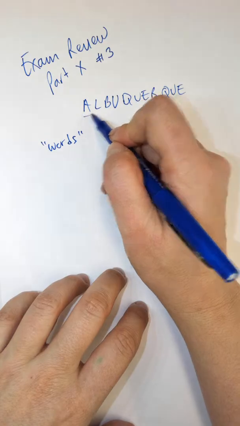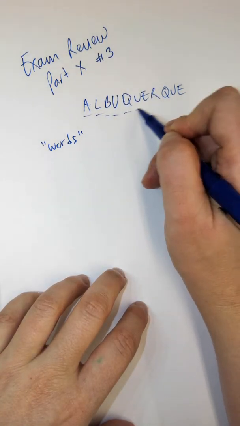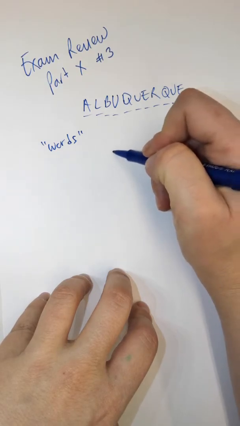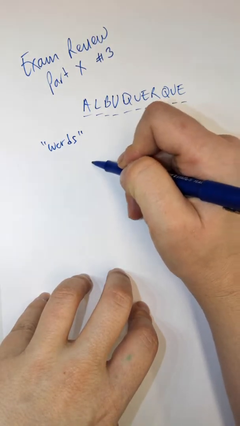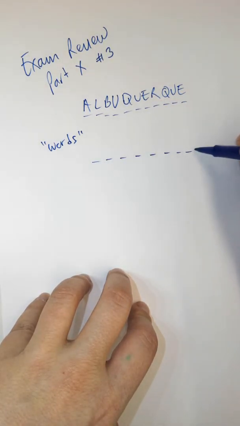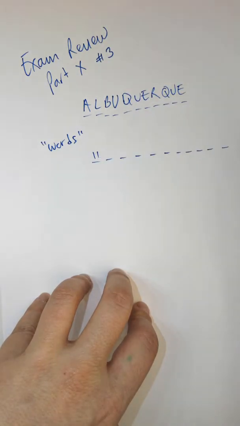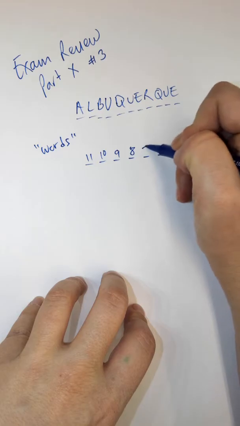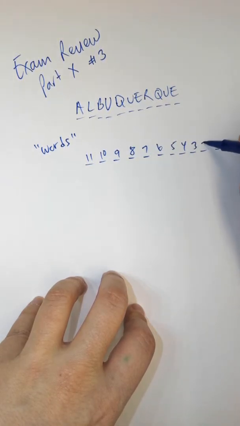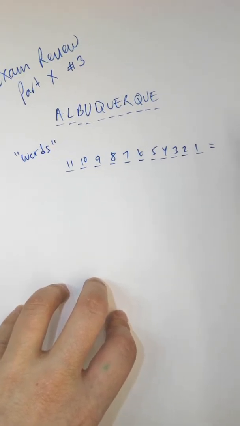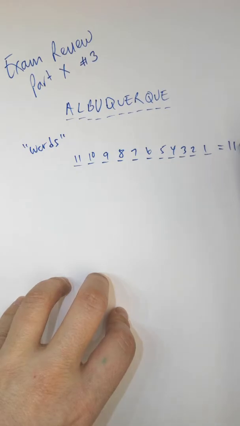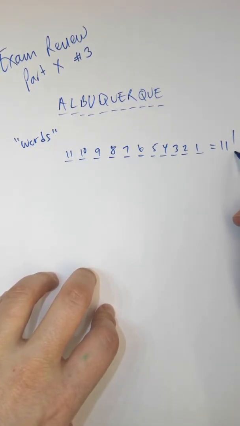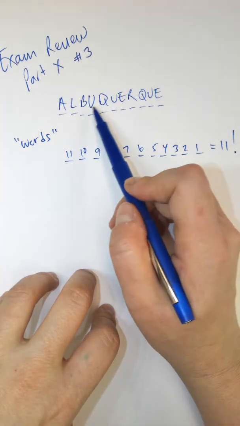rearrange the letters. Now we have 1, 2, 3, 4, 5, 6, 7, 8, 9, 10, 11. So your first instinct might be, oh, you have 11 choices for the first letter, which leaves 10 choices for the second, 9, 8, 7, 6, 5, 4, 3, 2, 1, which is really 11 factorial, right? But the thing is, that's not true because we have repeating letters.